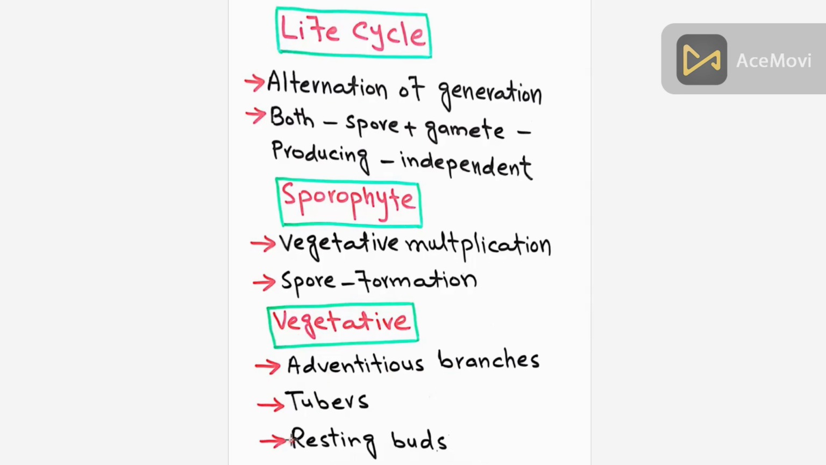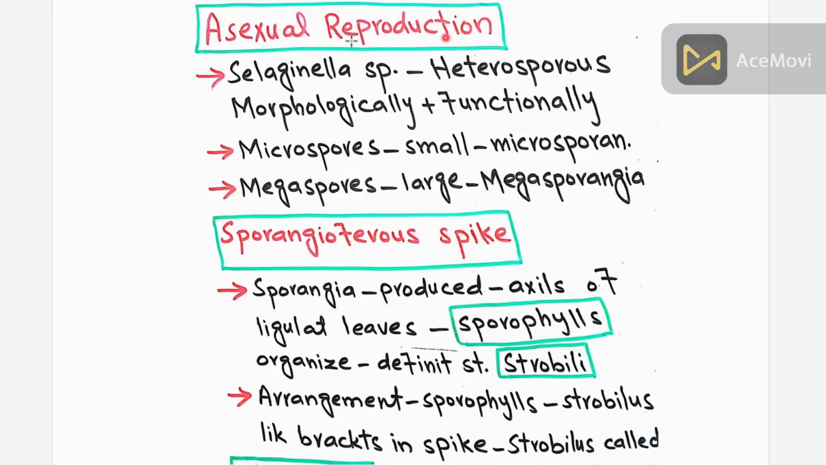Similarly, some species develop resting buds at the ends of aerial branches. These are surrounded by leaves. These can survive adverse conditions and develop into new plants when conditions are suitable for growth. Asexual reproduction in Selaginella. All Selaginella species are heterosporous. It means they produce morphologically and functionally distinct spores of two different kinds, the microspores and megaspores.